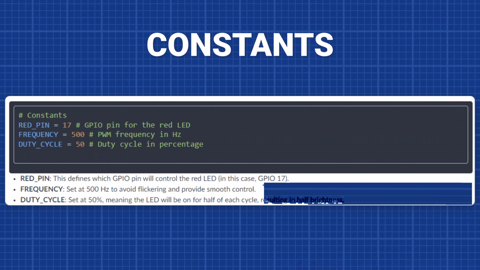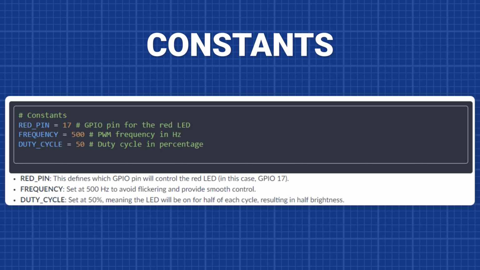At the start of our code, we define constants. A constant in programming is a value that doesn't change during the execution of the program. By defining these values as constants at the top of the code, we can easily reference them throughout the program without needing to retype or remember the specific numbers. In Python, it's a common convention to write constants in all capital letters so that it's clear they are not meant to be changed. This makes the code easier to read and understand for anybody reviewing it later.